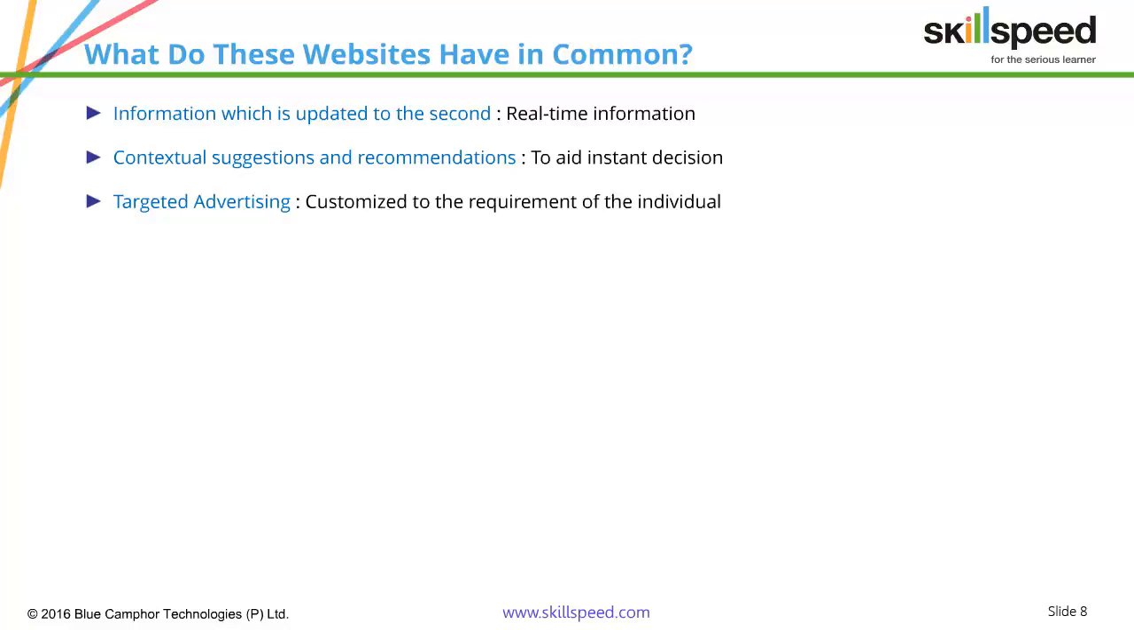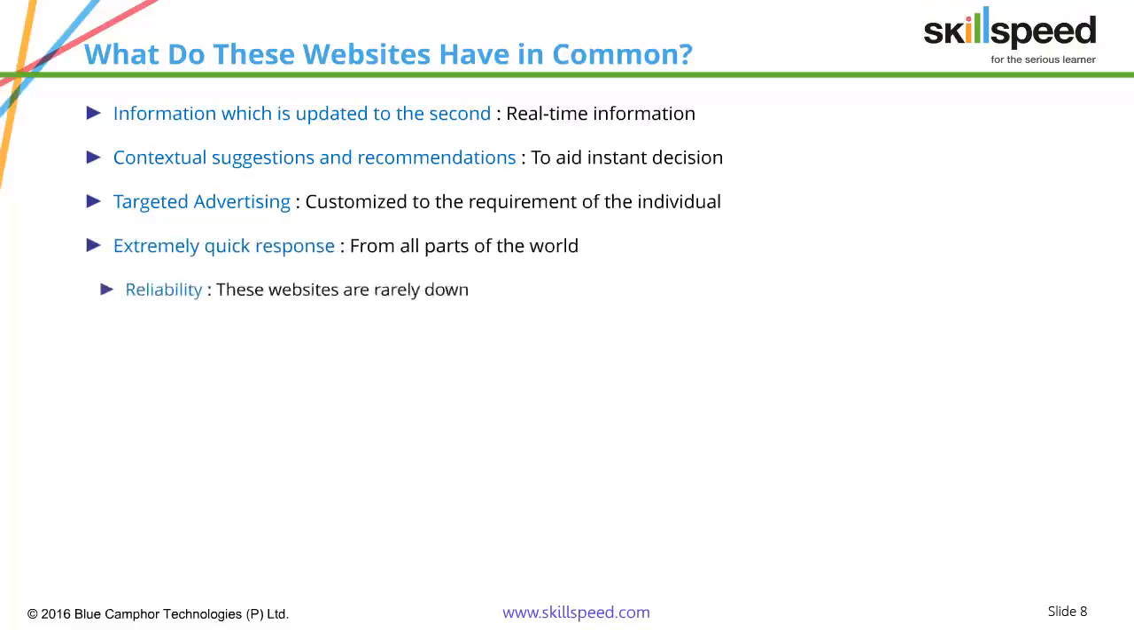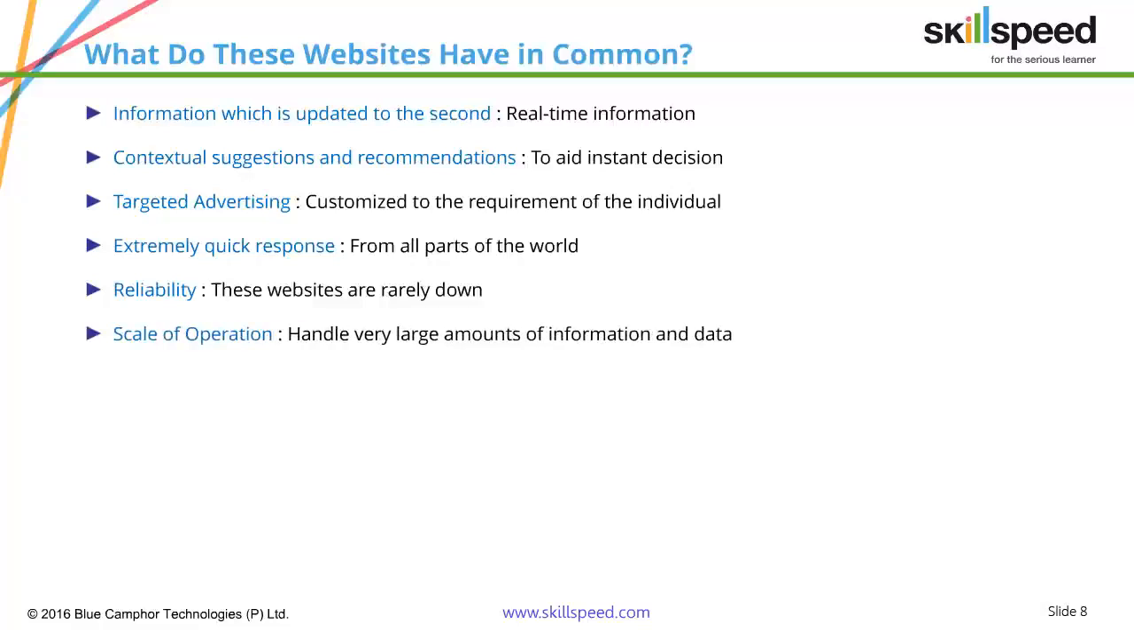And targeted advertisement, that means based on the location from where you're coming from, your gender and your likes, you will be getting advertisements. And extremely quick response, reliability, and the scale of operation. So all these factors are common for all these websites, whether it is Facebook, LinkedIn, or even Twitter. They all have these common factors.